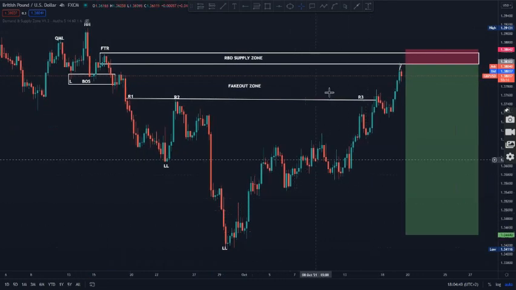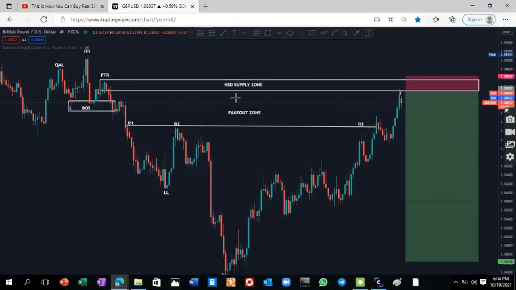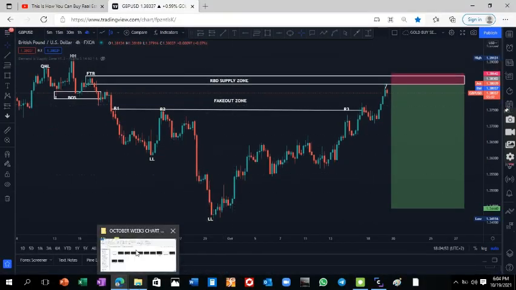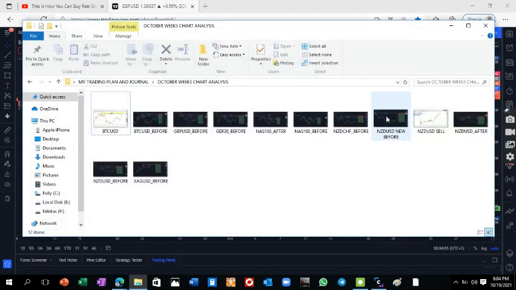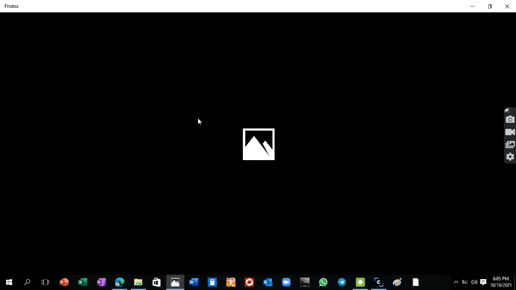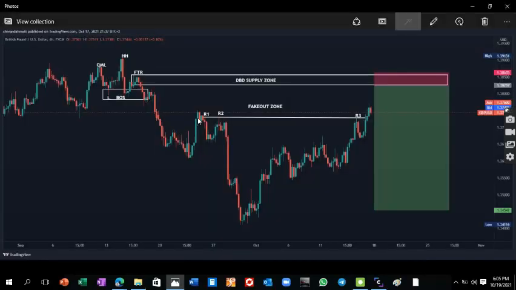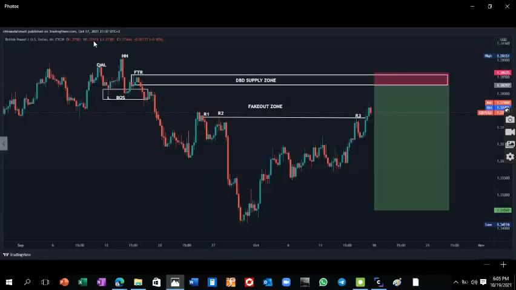Okay, so this is how it is. Let me show you the analysis before. I hope you guys also actually journal your trades and take screenshots so that you can refer to them later. So this particular trade, this is GBPUSD. I actually analyzed this one on the 17th. You can see from the date here, it was on the 17th of October, and it was like this.